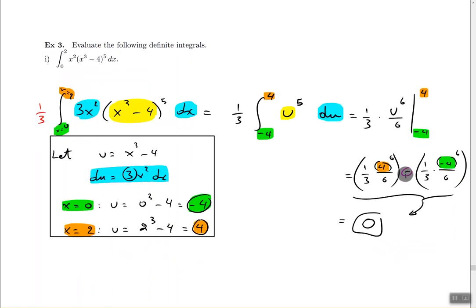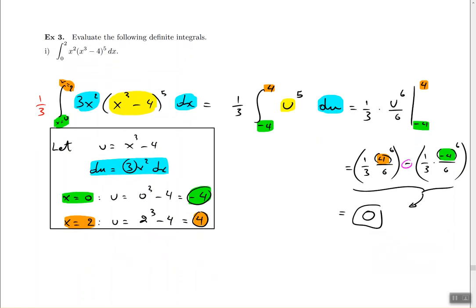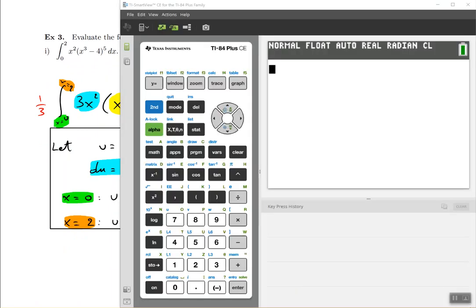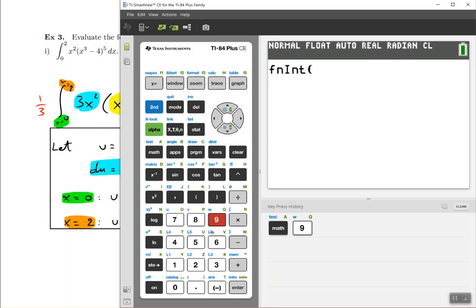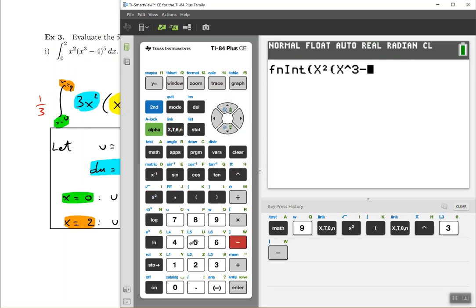So let me bring this to the calculator and show you how it would look if you were typing this in your calculator screen. As soon as you turn on your calculator, what you're going to need to put in next is the command for the integral. So that's math, and then option number 9. And we need to type in the expression x squared times x cubed minus 4. Just like I see it on the paper: x squared, parentheses, x cubed minus 4, close the parentheses, and give it the power 5. So that's the end of the expression.